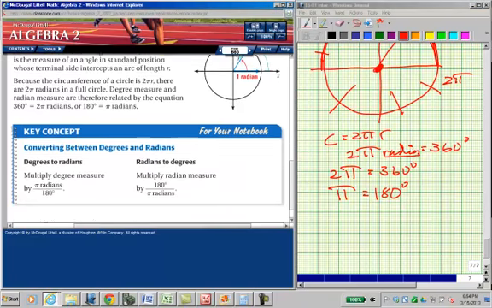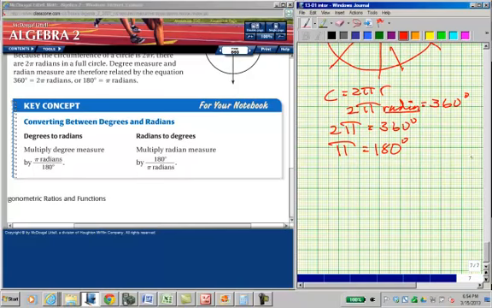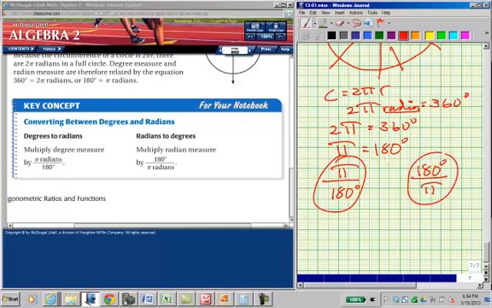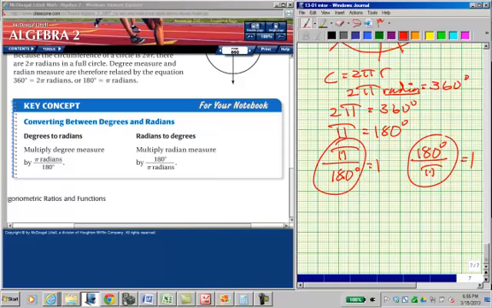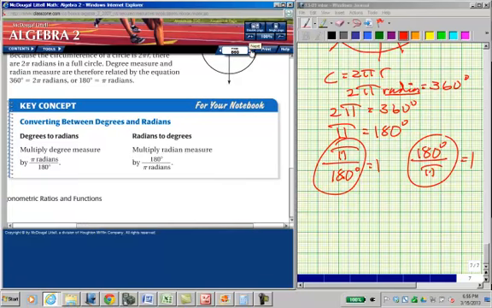So we have a conversion factor. If we want to convert from degrees to radians, we use pi over 180 degrees. If we want to convert from radians to degrees, we use 180 degrees over pi. These are the conversion factors because each one of these equals 1. So by using this as a conversion factor, we do not change the value of the number. All right, let's go to the next page.